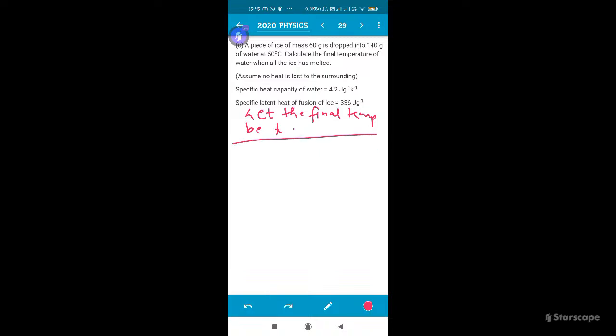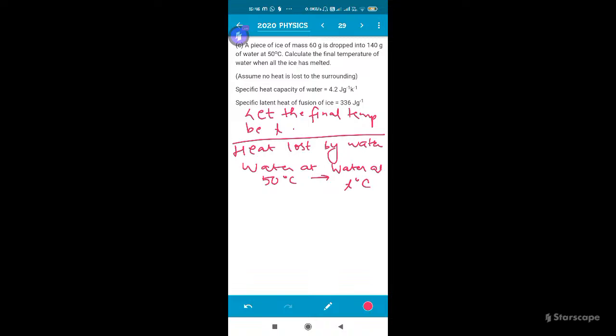So heat lost by water first. Make it like this, step by step. It will be easy for you to understand and also for the examiner. Heat lost by water. So water was at 50 degrees Celsius. So water at 50 degrees Celsius is converting to water at T degrees Celsius. So the final temperature is T. So the temperature of water will get reduced to T. So water at 50 degrees Celsius to water at T degrees Celsius.